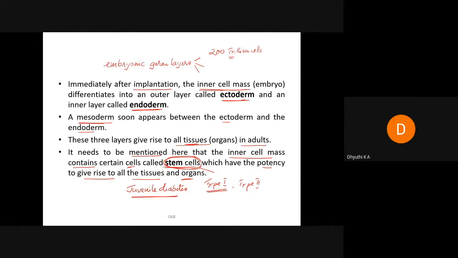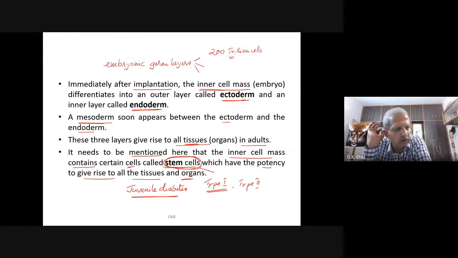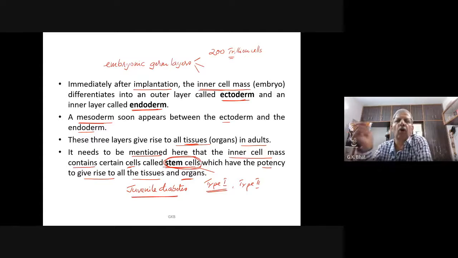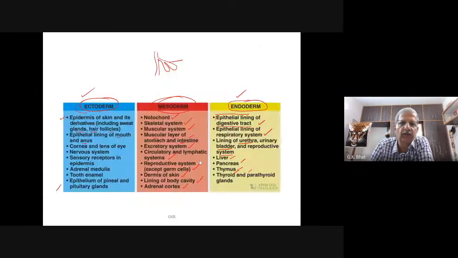Sir, is it a reproductive system? Systems like gonads, testis and ovary, and then adrenal cortex, lining of body cavity, and dermis of skin. So these are all derivatives of mesoderm. You must remember, you should not forget, you have to recall that whenever you get the time. So this is very important with regard to derivatives of the germ layers.